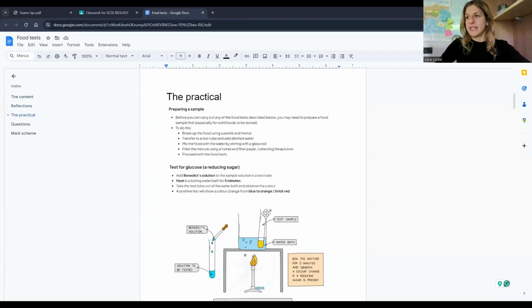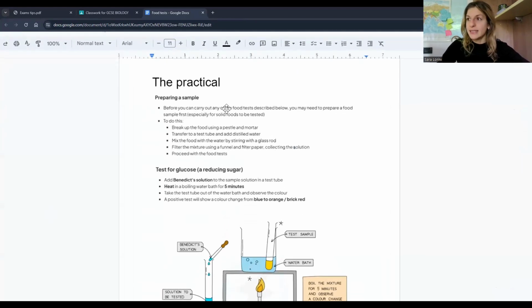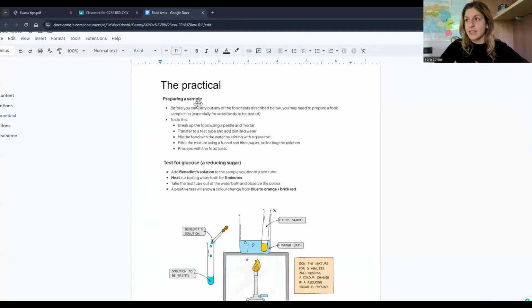Now, the practical itself. When we look at tests, and food tests specifically, we need to prepare the sample. So when you have to design an experiment, this is something not to forget.